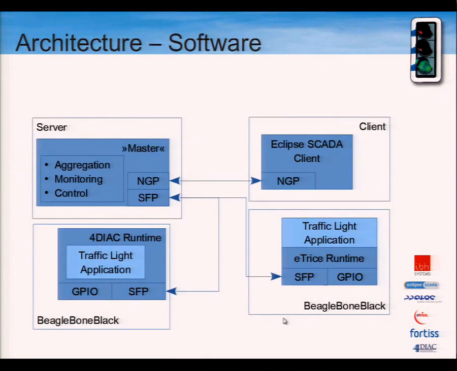So this is, when we have a look at the software, what it looks like. Again, we have the 2 BeagleBone Blacks down here with the eTrice runtime, which is using GPIO to communicate with the cape, with the board. And on the other side, we have the protocol which we use, which is SFP. That's a protocol we use here from Eclipse SCADA. So we have a C variant and a Java variant, so both sides can communicate with that. On the other side, we have 4DIAC.